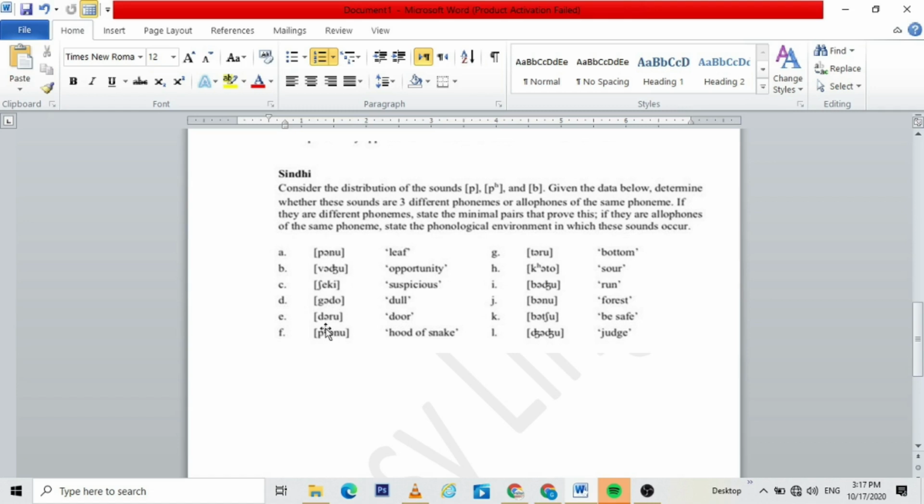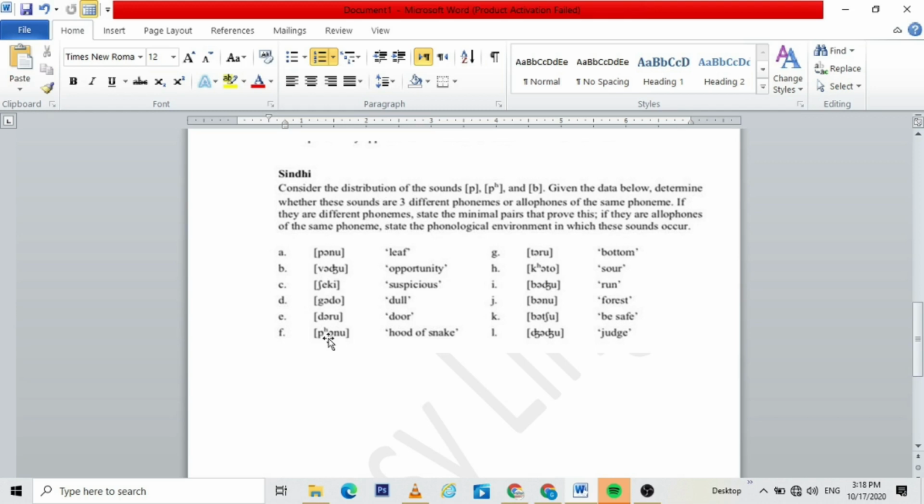Let's take this example. We have this word and peno. So these are the same. No, they are not the same, sorry. So we have this peno with p and this peno with p aspirated. So we have the same word, the same sounds here, and the meaning is different. We have leaf and hood of snake. It means that this sound and this sound are two different phonemes because this is a minimal pair.